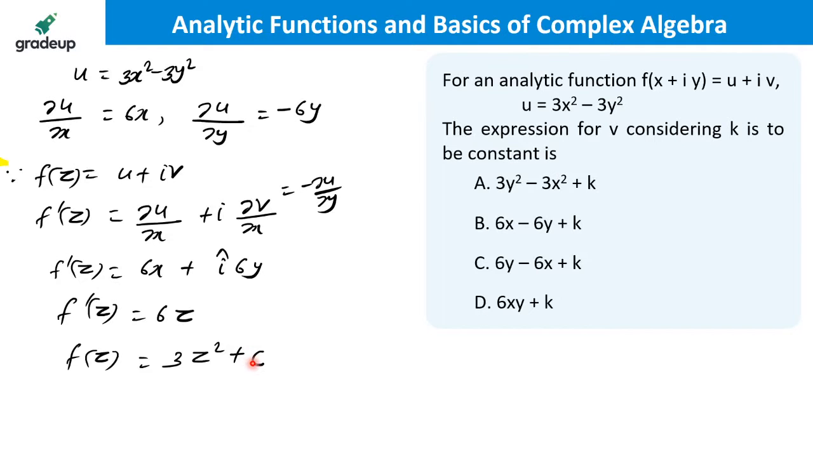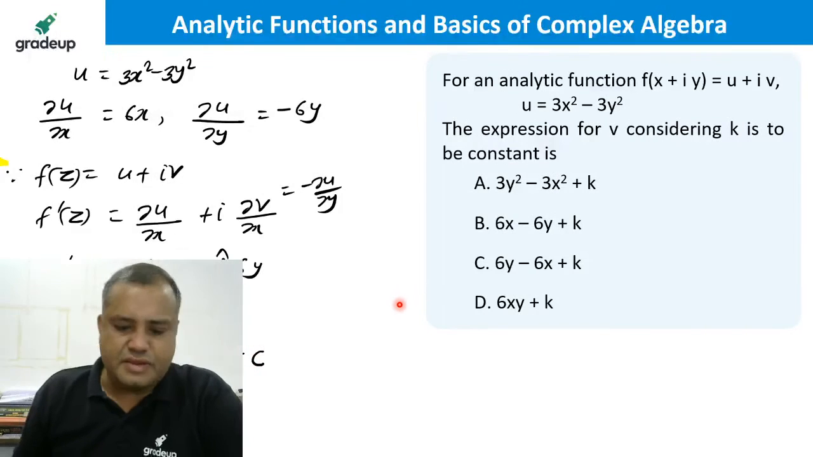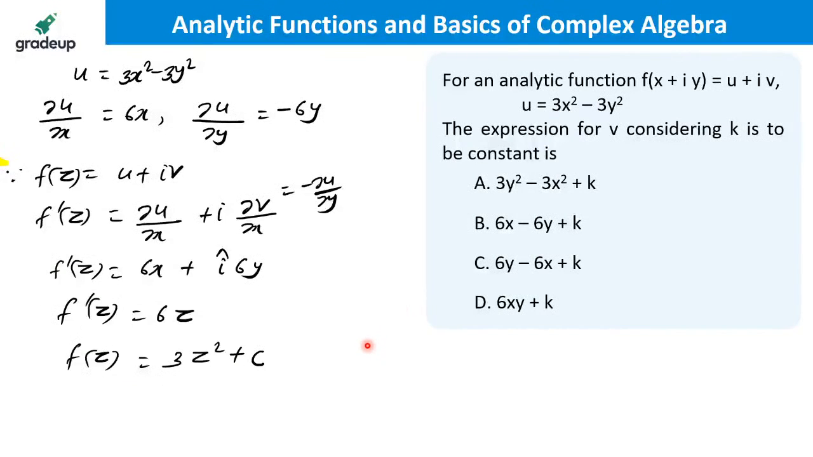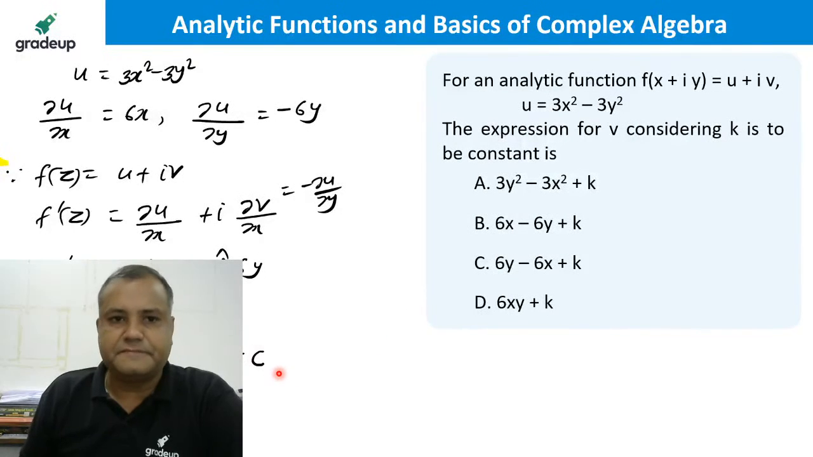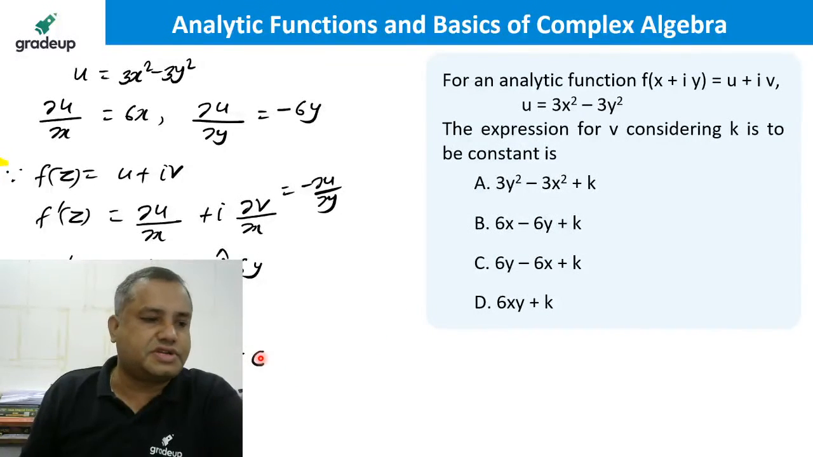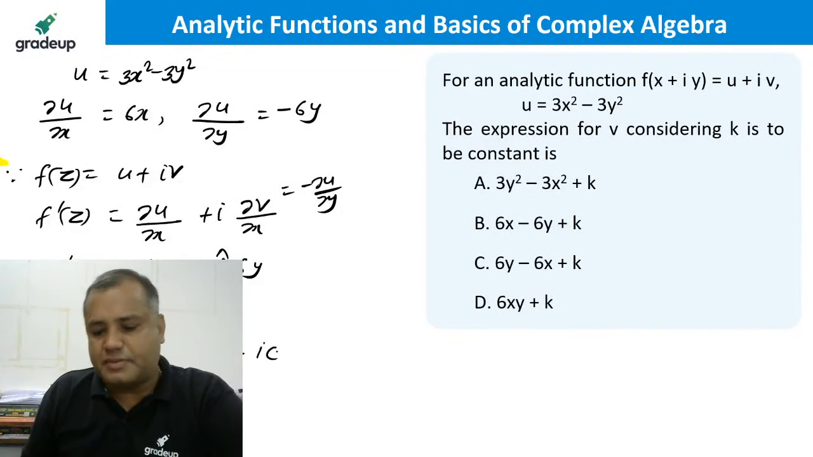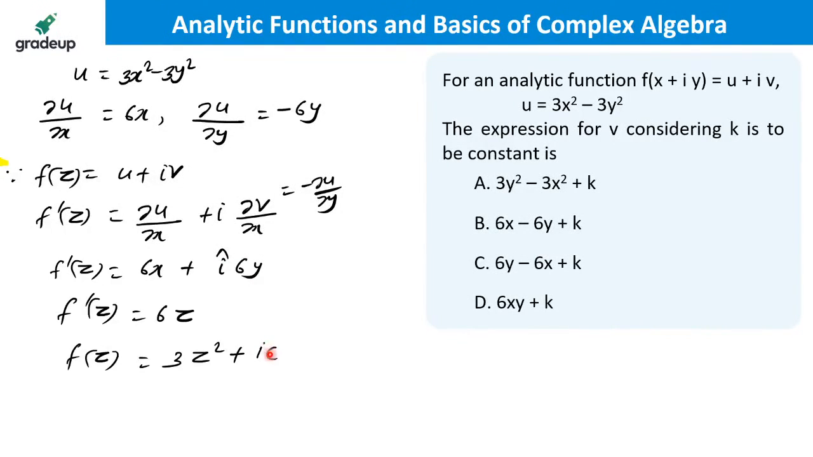Now remember that if your imaginary part is absent, in that case this constant will be having imaginary part only. If your real part is absent, then this constant will be having only real part. If real and imaginary parts both are absent, then this constant will be c1 plus ic2, that is a combination of real and imaginary.